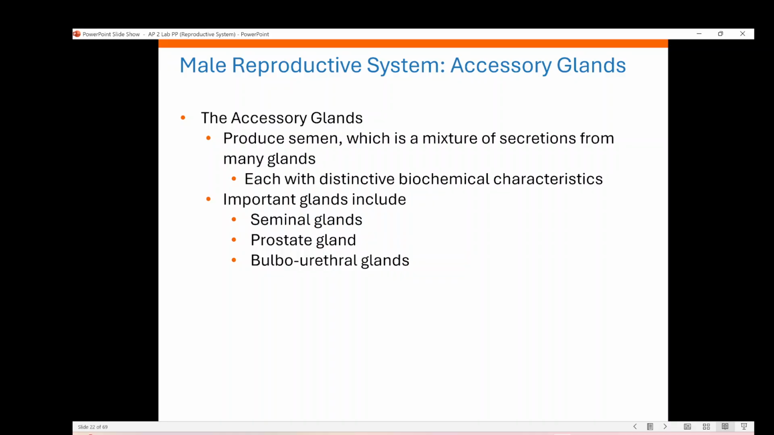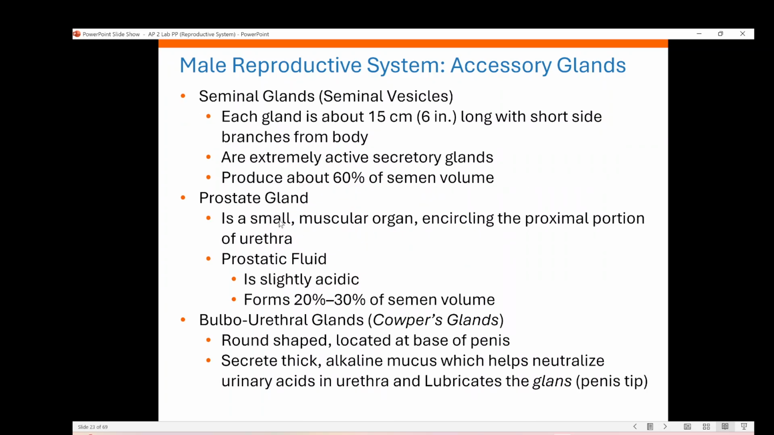I want to talk about three glands that are important to the male reproductive system. We call these accessory glands, and they're going to help to produce the semen. I've mentioned two of them already, which produce the semen. The third one is not so much about producing semen, but it's helping to prepare for sexual intercourse. So the three glands are the seminal glands, or as I sometimes say, the seminal vesicles. It's the same thing. The prostate gland, and then a gland called the bulbourethral gland. This is also known as the Cowper's glands. So let's take a look at each one of them.